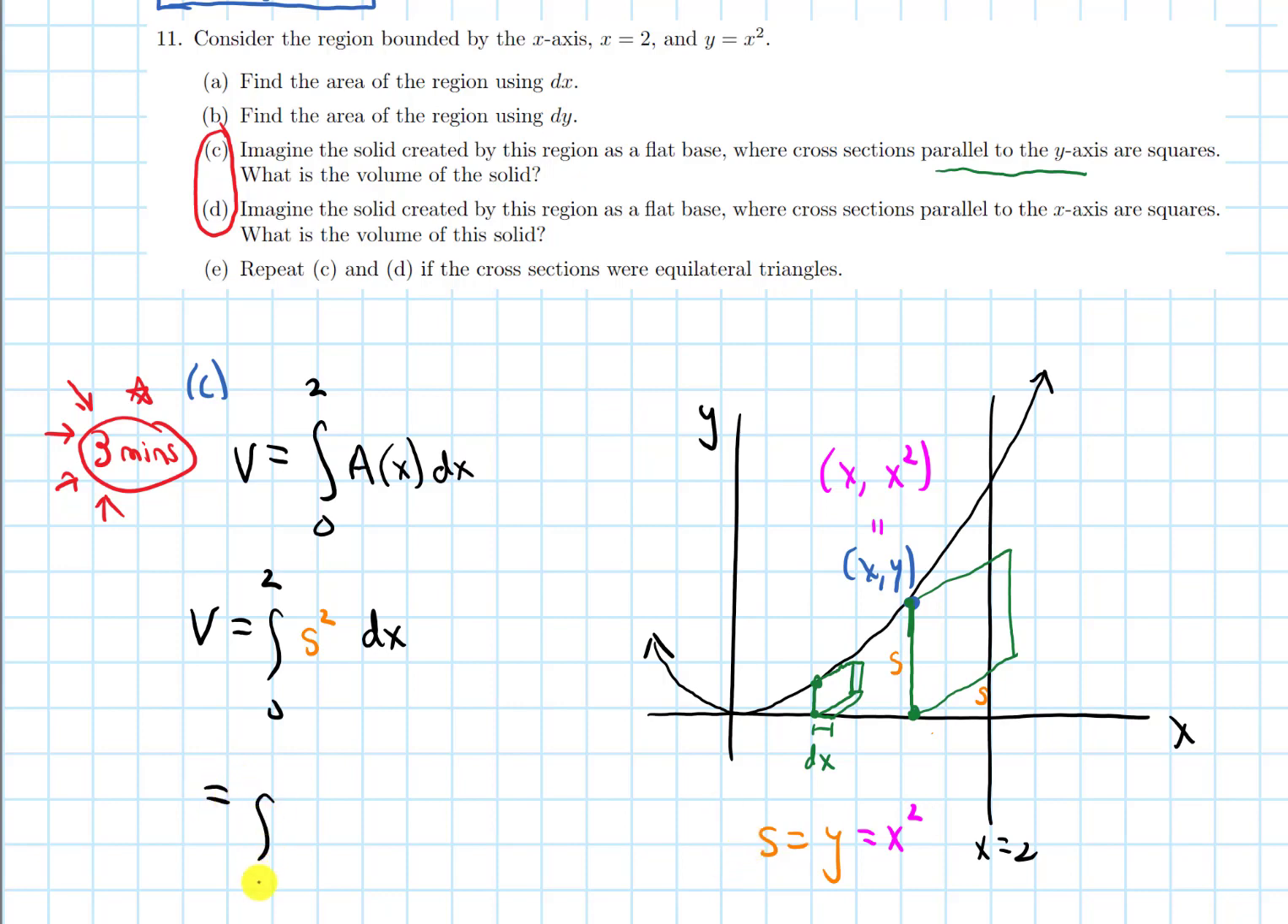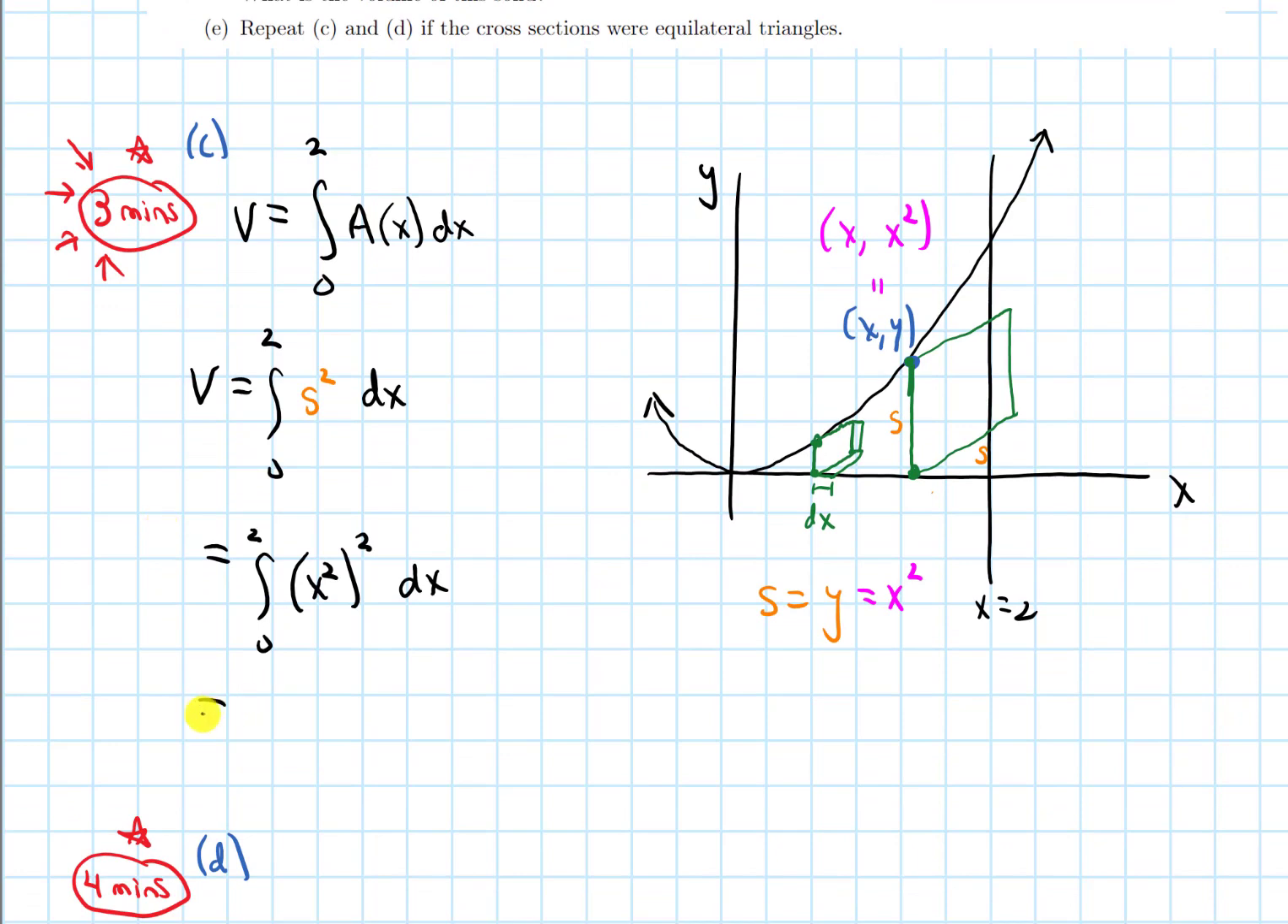So this will be the integral from 0 to 2. S is x squared, and that will be getting squared, dx. All right, so we have the integral from 0 to 2. The function is x to the 4 now, dx. That antiderivative will be x to the 5 over 5 with some reverse power rule. I have to plug in the 0 and the 2. If I plug in 2, we'll get 32 over 5. Minus, if I plug in 0, we'll get 0. So my answer is 32 over 5.